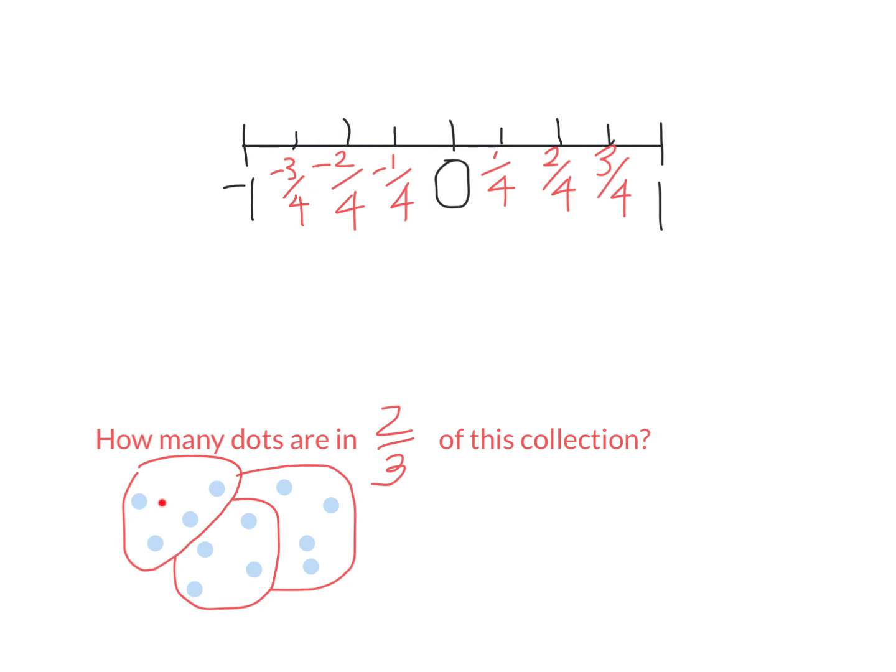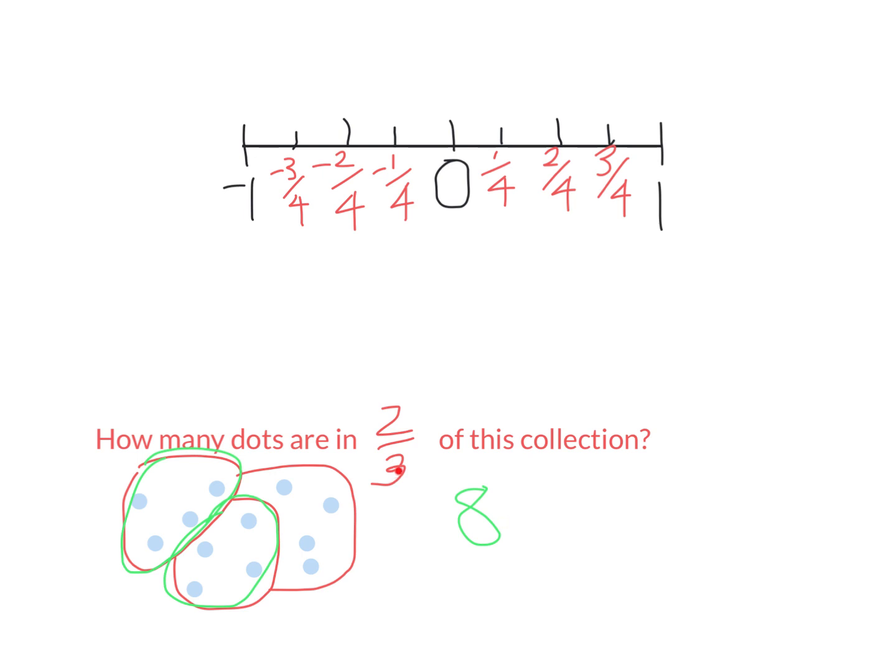So this is 1/3 of the dots, 1/3 of the dots, 1/3 of the dots. So in 2/3 of this group, we're saying that we've divided it into 3 groups and we have 2 of those groups. So in 2/3 of the dots, we actually have 8 in total. So think of each of these dots, for example, as a lolly. If I have 12 lollies and I give you 2/3 of those 12 lollies, I've given you 8.